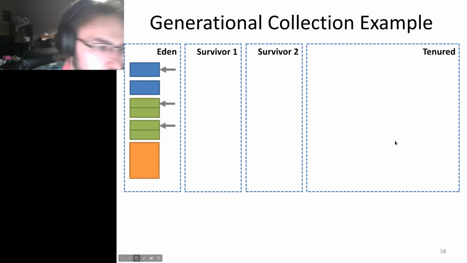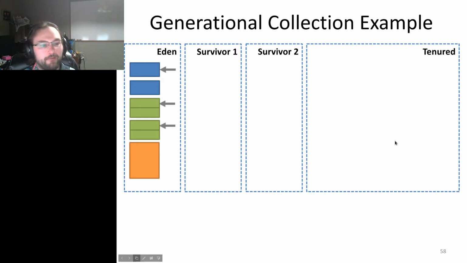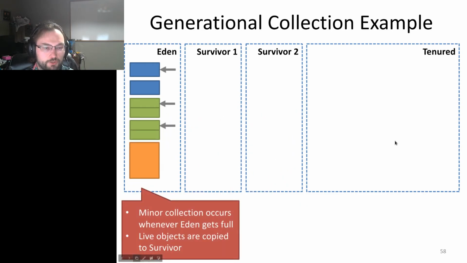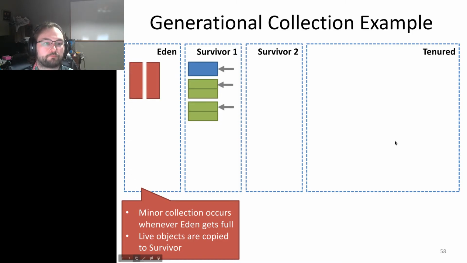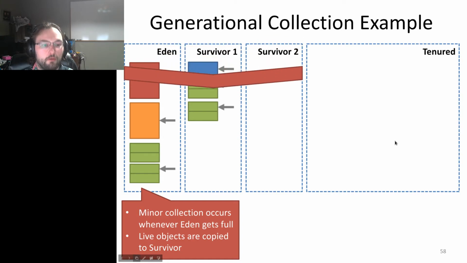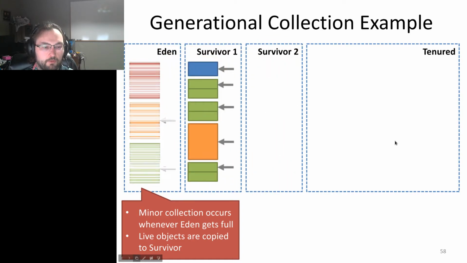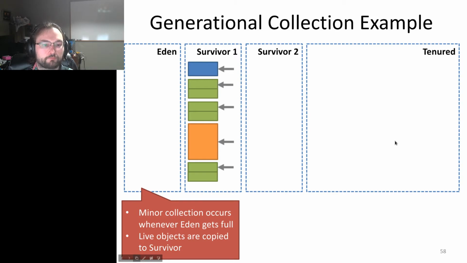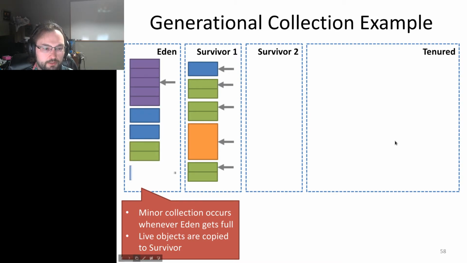So here's an allocation sequence. We're allocating 5 objects here. 2 of them are garbage. Eden filled up, so that's going to trigger a minor collection. We're going to sweep over Eden and the 2 survivors, and the objects that are still alive get copied into survivor 1. We allocate more objects, garbage collect, those get copied into survivor 1 too. Allocate some more objects, garbage collect. Now, before we garbage collect, some of the objects that got into survivor 1 before may have died.